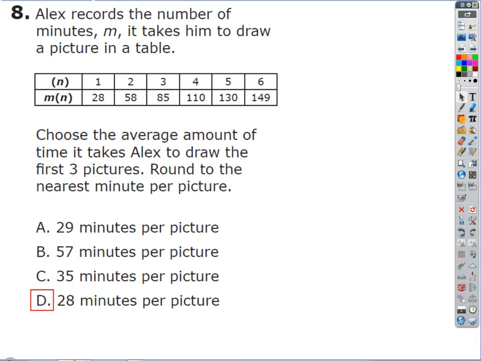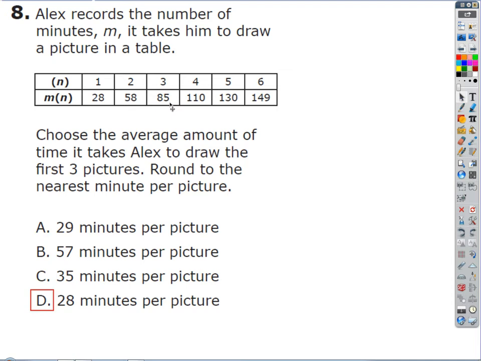Okay, so this is pretty simple. This is just, once again, interpreting a table. Alex records the number of minutes it takes to draw a picture in a table. So this is the number of pictures, and this is the number of minutes it takes, right? So choose the average amount of time it takes Alex to draw the first 3 pictures. So for 3 pictures, it takes him 85 minutes, so 85 divided by 3 is 27 and 2/3. They want you to round it to the nearest minute per picture. So you're just averaging.